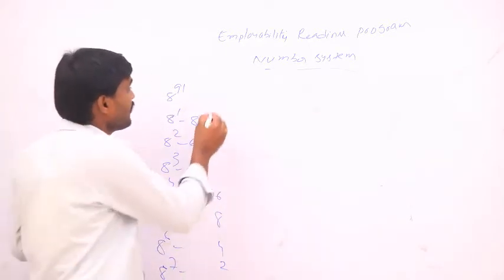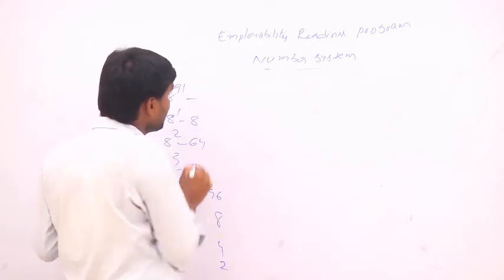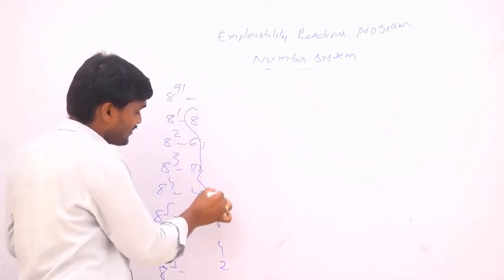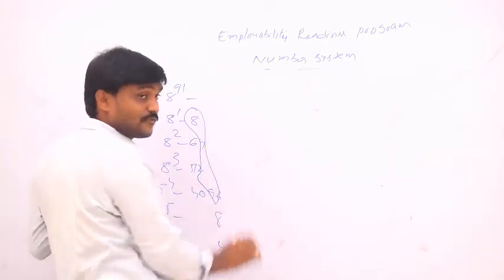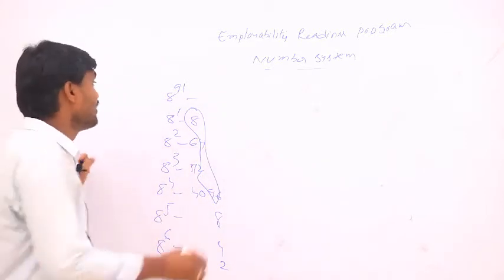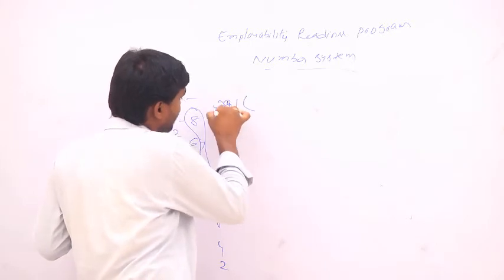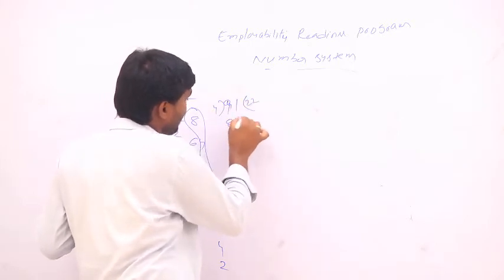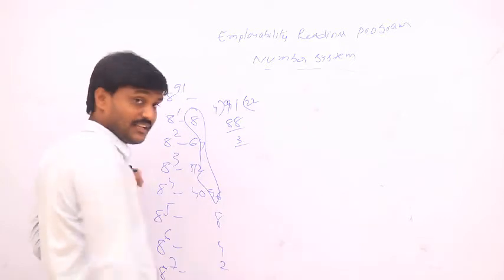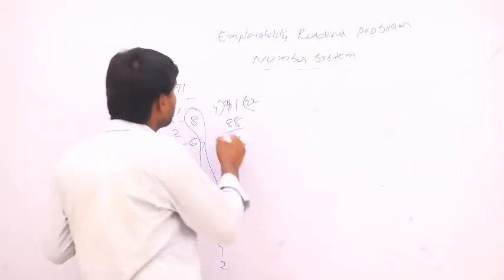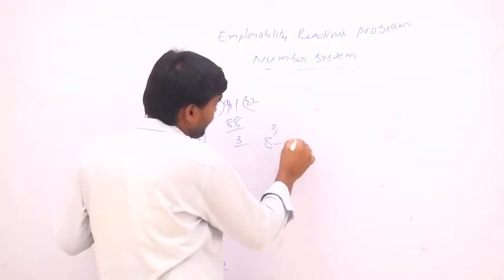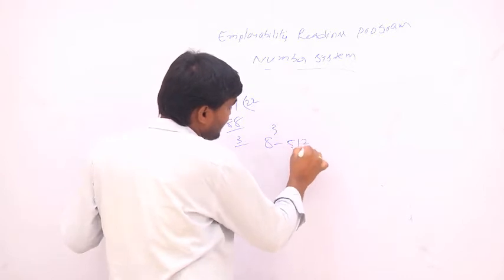So if you want the unit digit of 8 power 91, the cycle 8 4 2 6 is repeated. That is, 4 elements are repeated. That's why 91 should be divided by 4. 4 times 22 is 88, so the remainder is 3. The remainder is put in 8 cube, 512. So the unit digit is 2.